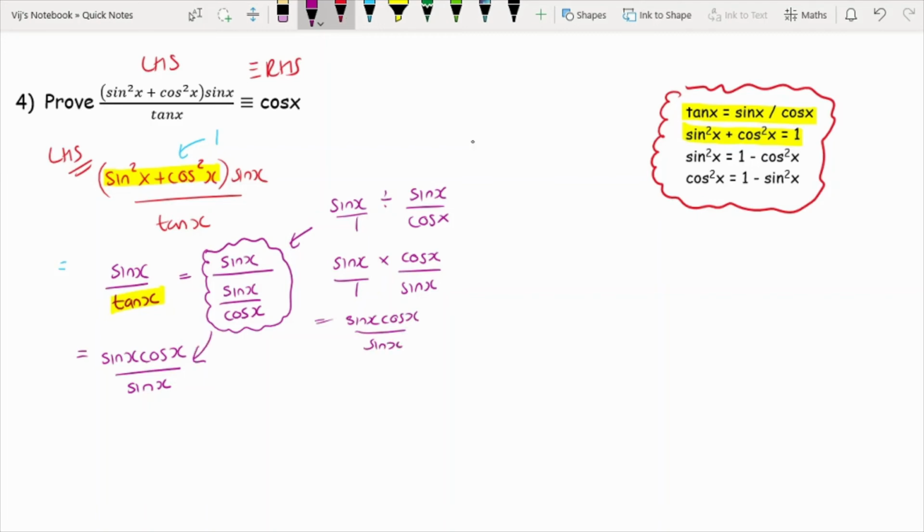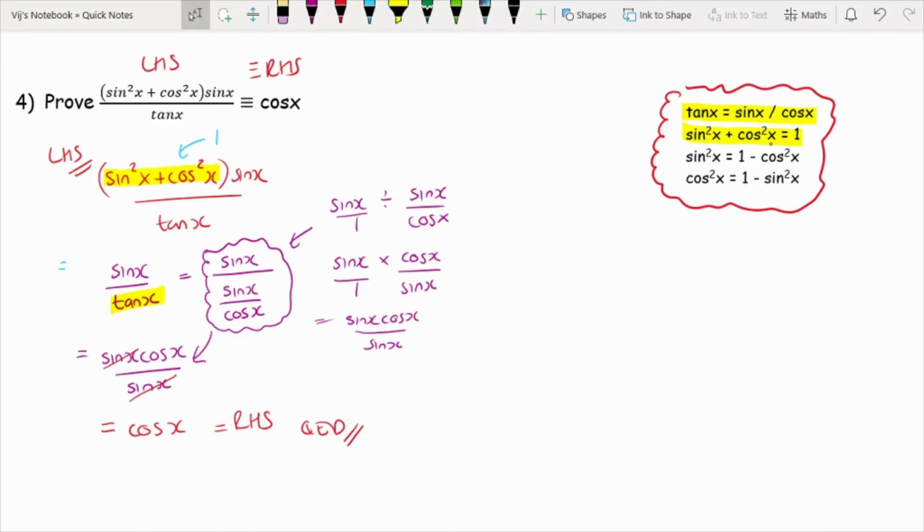Now from this, what I also notice is I've got sin x on both the numerator and the denominator, so they cancel out, and all I'm left with is cos x, which equals the right hand side, and again you can write it off with a QED.